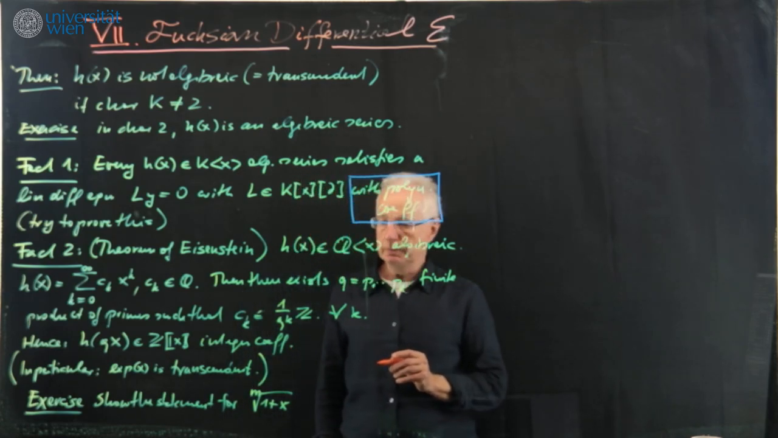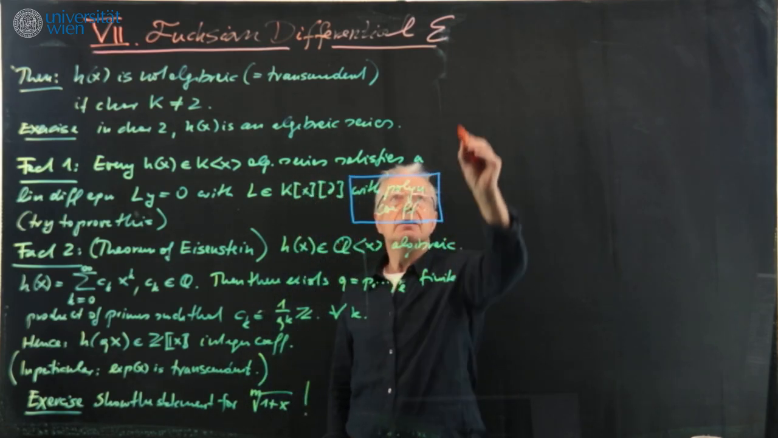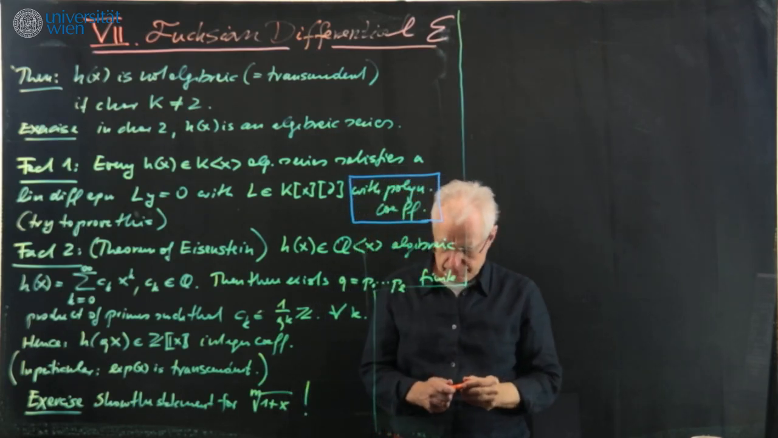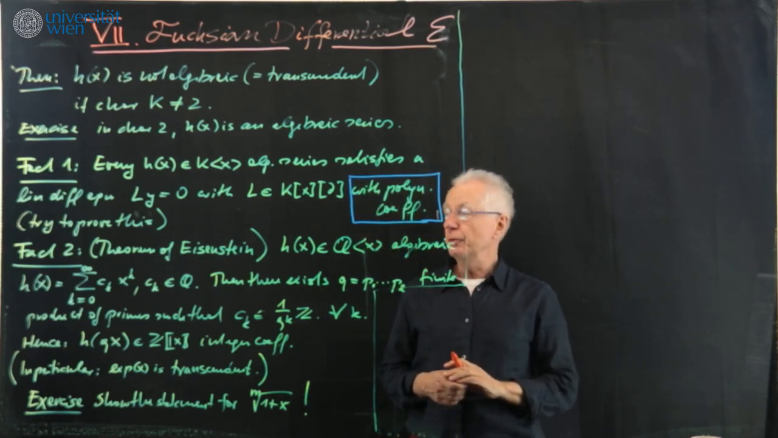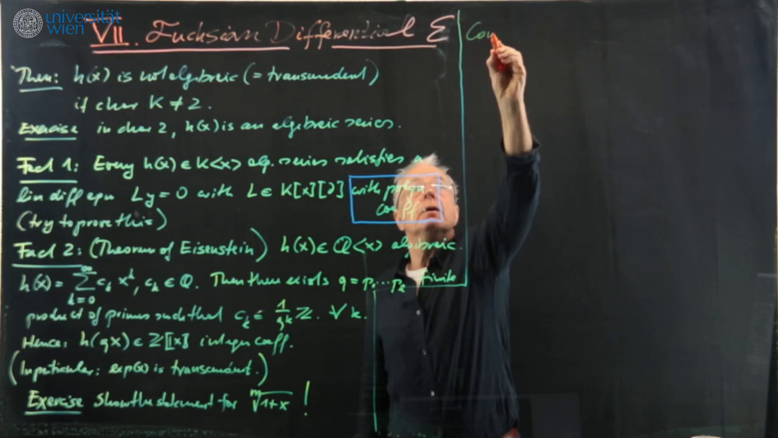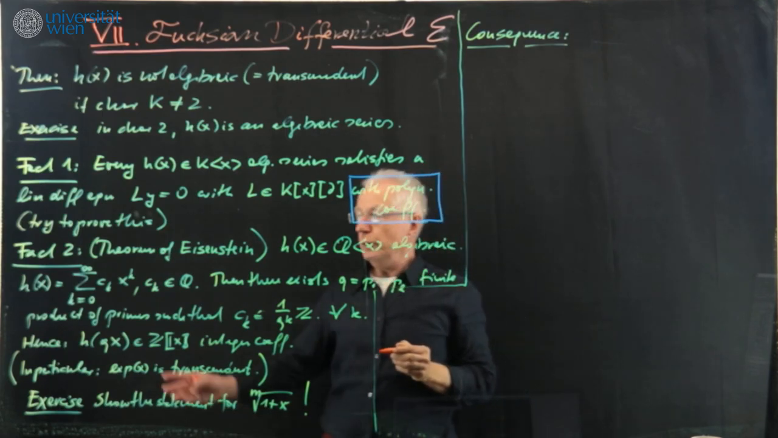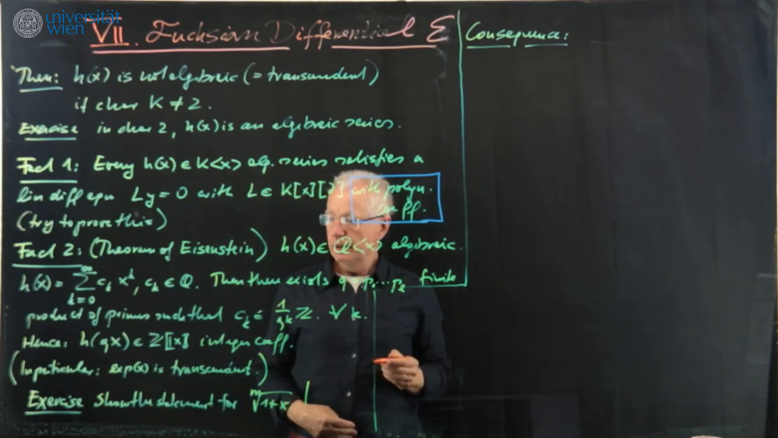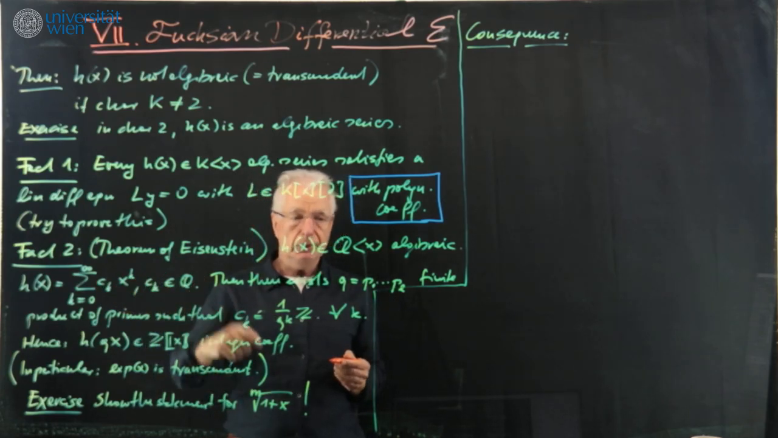That's a very elegant proof for the general case, but first try it here, and then let me know if you found something. So that's the theorem of Eisenstein. Now, we get an important consequence of this theorem, namely concerning reduction modulo p. Consequence: if we reduce an algebraic power series modulo p, except for a finite number of p's, we get something well defined.